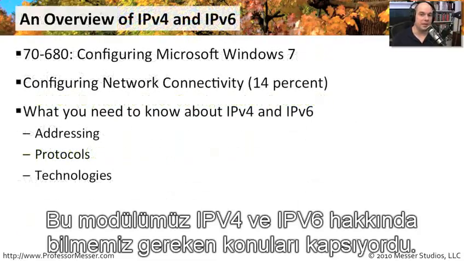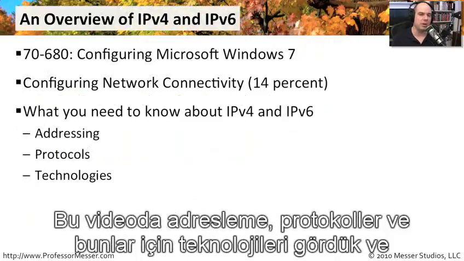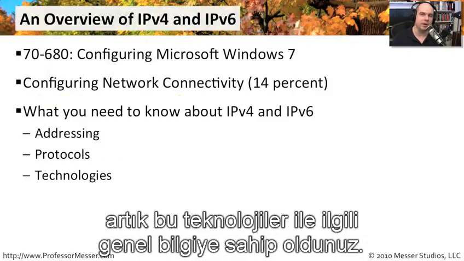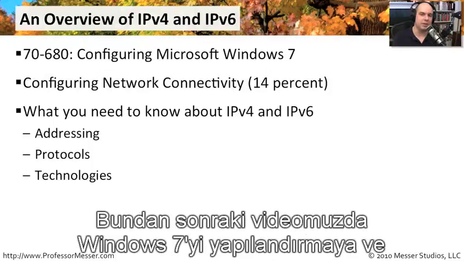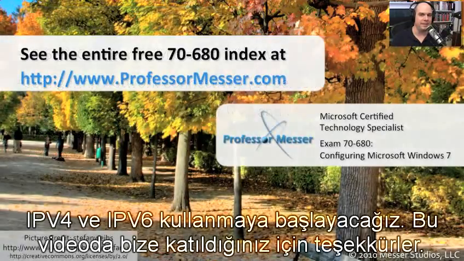That covers the information we needed to know about IPv4 and IPv6. We've covered the addressing, the protocols, and the technologies for those. And now that you have a basic overview of those technologies, we'll now be able to go to our next videos where we start configuring our Windows 7 to use IPv4 and IPv6.